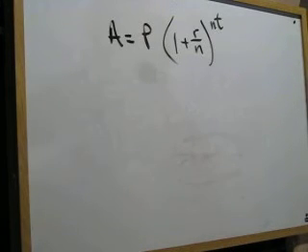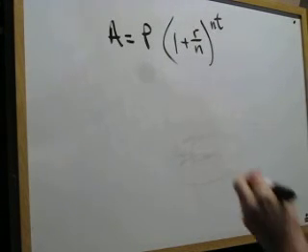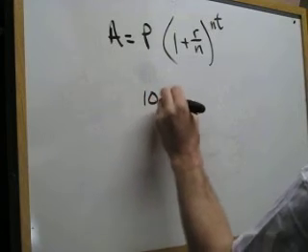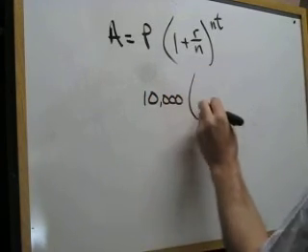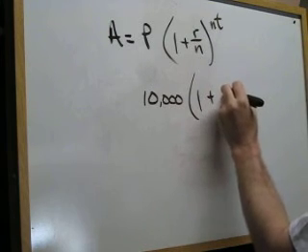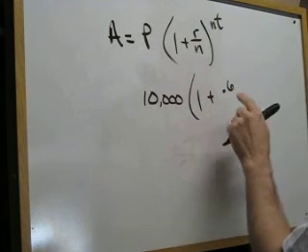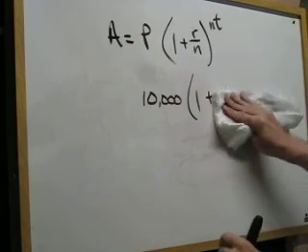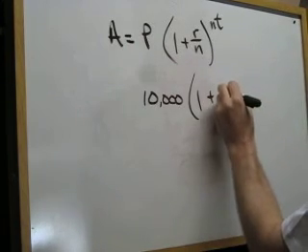Our A will be what we're looking for, as far as how much money is in the account at the end of the time. So let's look at this. Our principal is $10,000. We're going to multiply that times 1 plus the interest rate, which is 0.06.